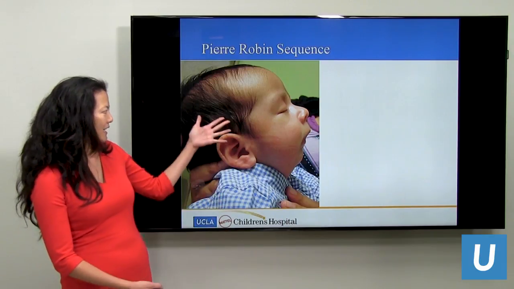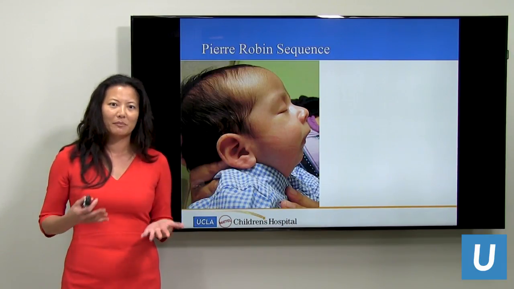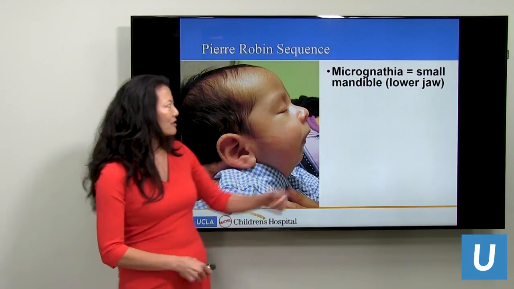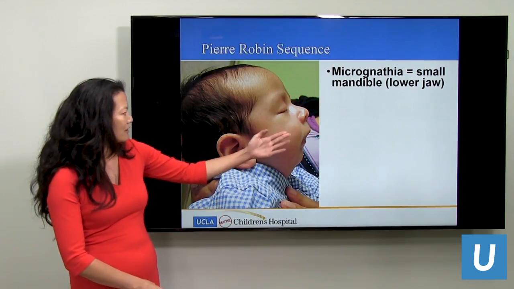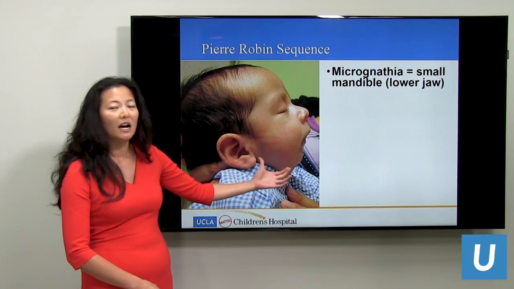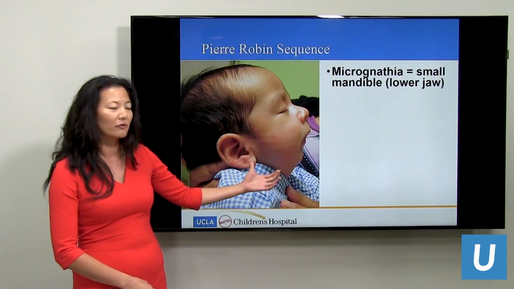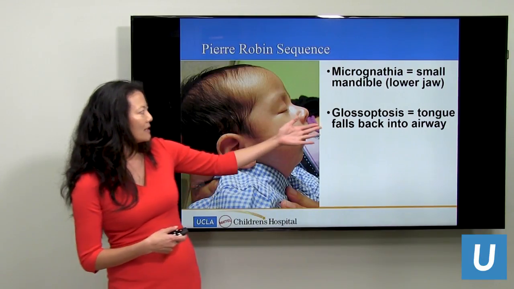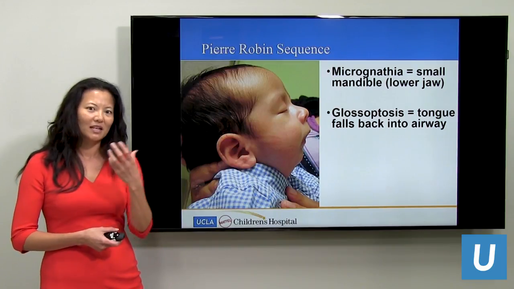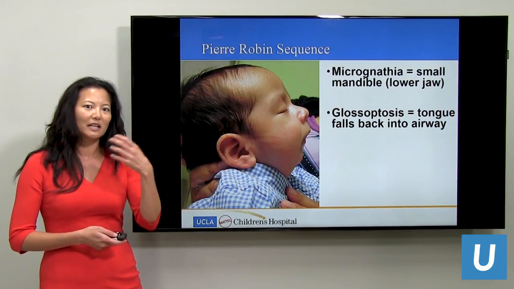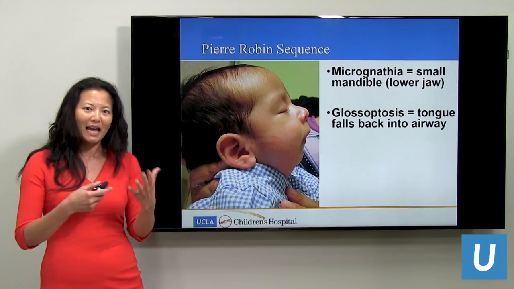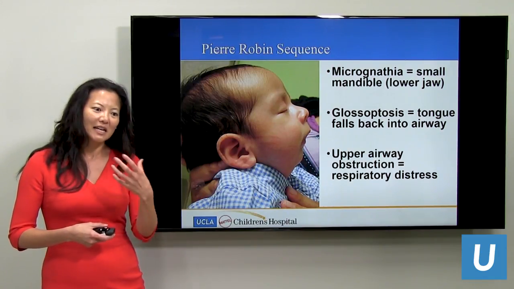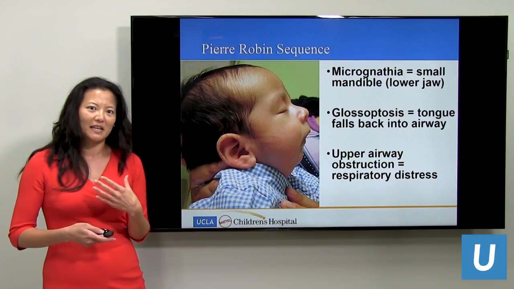Starting with what is Pierre-Robin sequence. This is a typical kid who has about a moderate version of Pierre-Robin sequence. And the defining characteristic is micrognathia, or small mandible. Basically, that means this kid's lower jaw never grew very well in utero. So now he's coming out with the small mandible, and the tongue is actually connected to the mandible. The tongue then falls back and obstructs the airway. So by having a small mandible, this baby has the tongue in the airway and is almost suffocating himself.